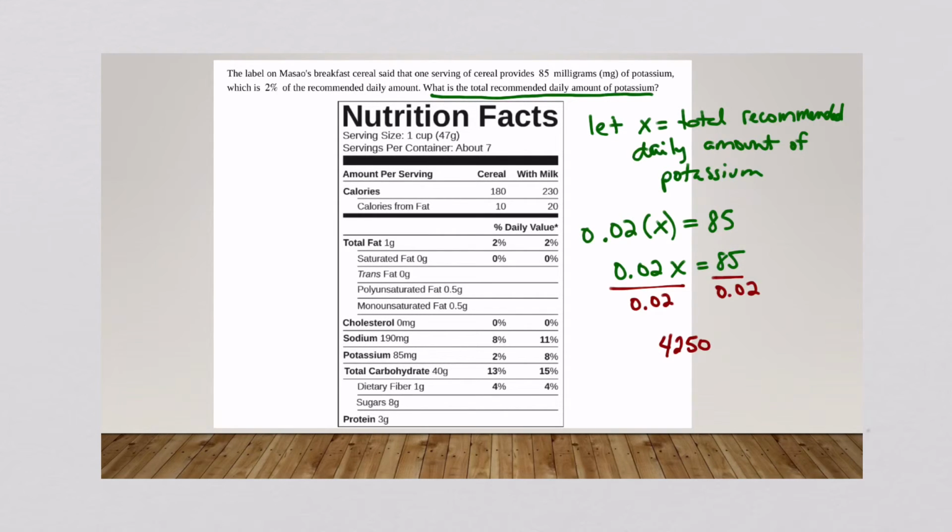4,250. Now, what does that 4,250 represent? That is, remember up here I defined it, my total recommended daily amount of potassium. So I'm going to label this as milligrams of potassium.